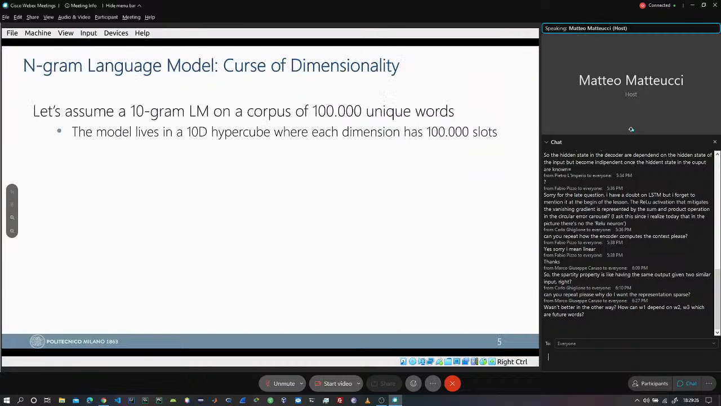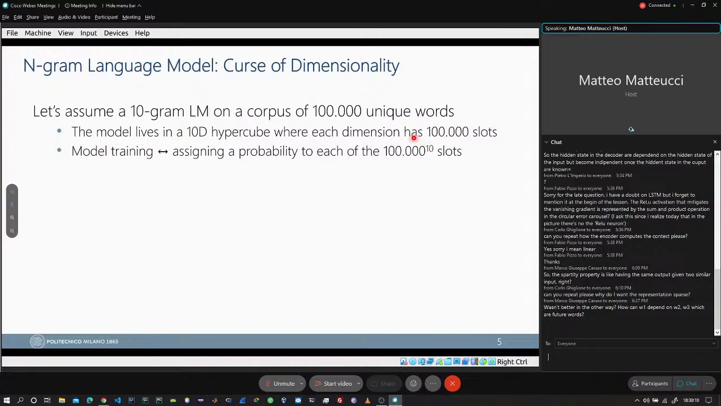This has a lot of problems. If we try to have a 10-gram model, it means that you want to keep in mind 10 previous words. If you have 10,000 words, which is a relatively small vocabulary, you end up keeping in memory a tensor which is 10,000 to the 10th. You can understand that it is basically impossible to keep this in memory.